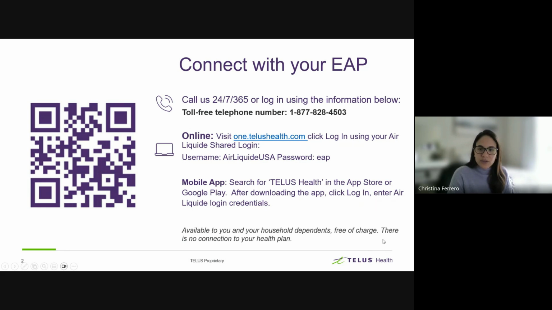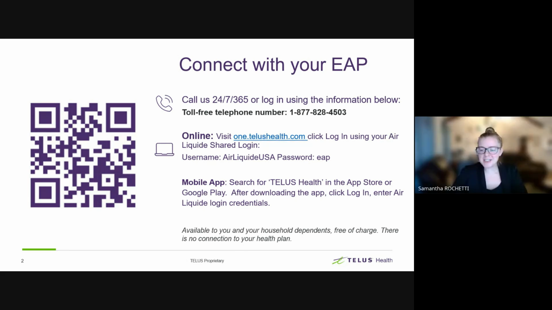Is this for Canada too? I believe so. Correct, Sam? Oh, only for US. Okay. Canada does use Telus Health too, I believe, but they are on their own platform. So please make sure if you're in the US, you use the US information.